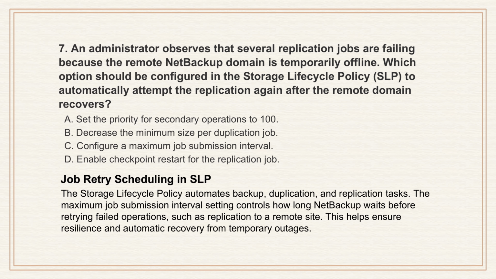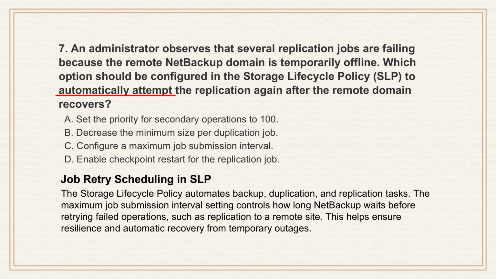Smart. Now, what about when things go wrong with replication? Say, the network link between your primary and DR site is down temporarily, or the DR domain itself is offline for maintenance. Your replication jobs start failing. Right. You don't want those failures to just pile up and be forgotten. You need the system to automatically retry. Exactly. How do you configure that persistence within the SLP?